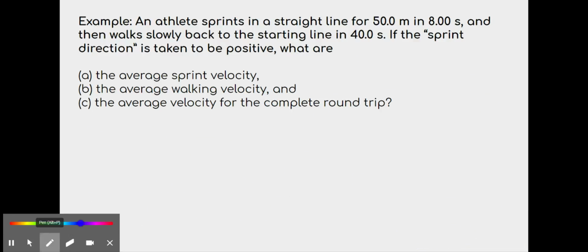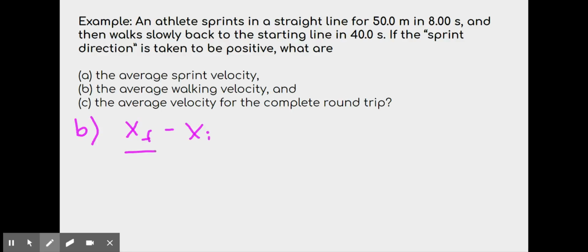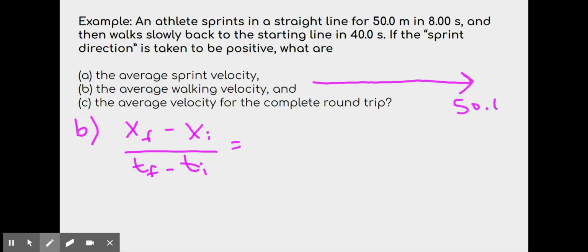Okay, so part B. We'll choose a different color. In part B, we're going to do the same thing. We're looking at x final minus x initial. So let's just go ahead and write down all this information that we know. And t final minus t initial. Oh no, I erased my drawing. This is 50.0. This is 0.